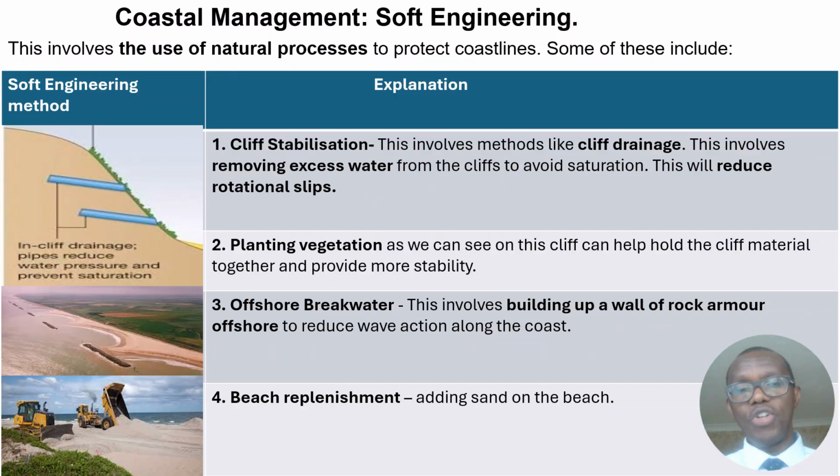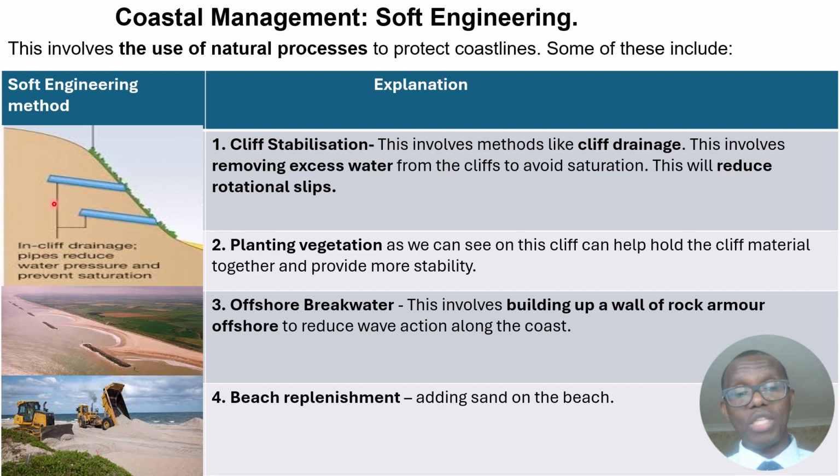So we'll now move on to soft engineering as a form of coastal management. And this will normally involve the use of natural processes to protect coastlines. The first one we're going to look at here is cliff stabilization. So here you're basically trying to make sure that the cliff face does not experience rotational slips, or what we call slumping. So how do you do that then?